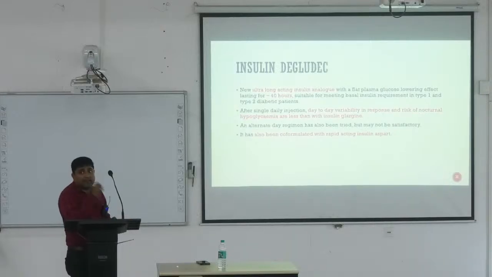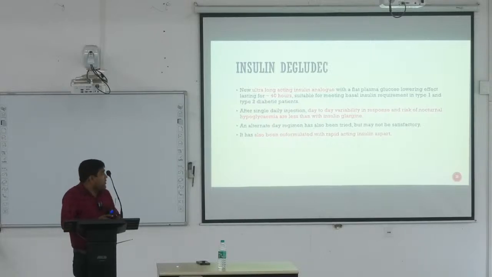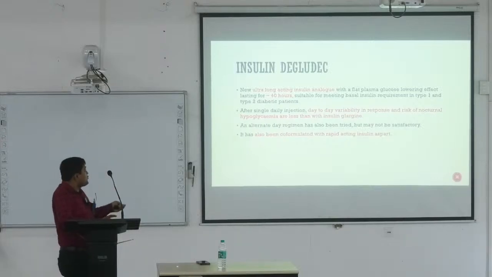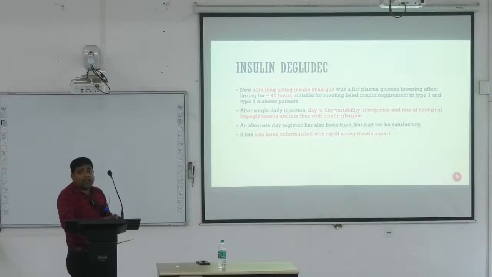Insulin degludec is an ultra long acting insulin analog, and the duration of action is around 40 hours. After a single daily injection, day-to-day variability of the response and risk of nocturnal hypoglycemia are lower compared to insulin glargine. It has also been co-formulated with rapid acting insulin, unlike glargine, which cannot be co-formulated with other insulin.